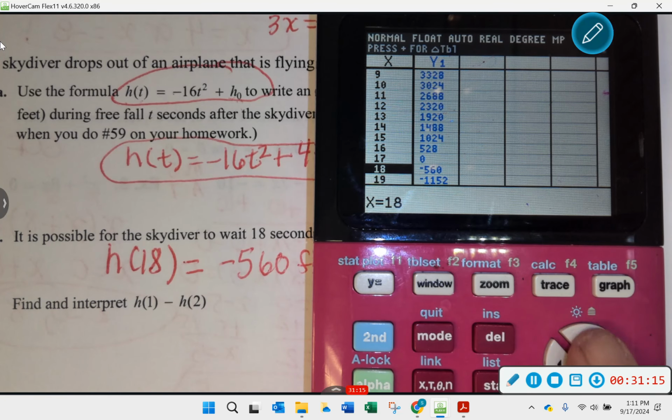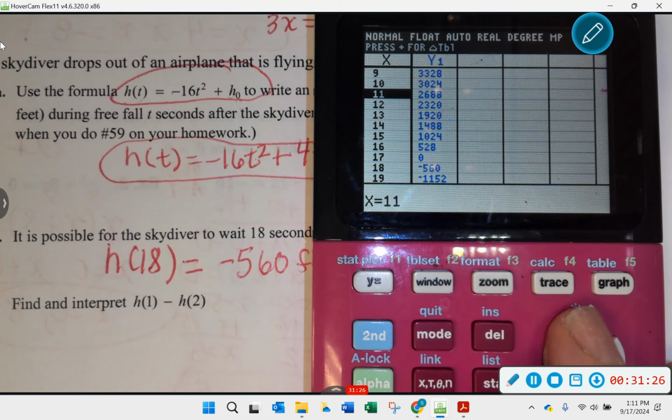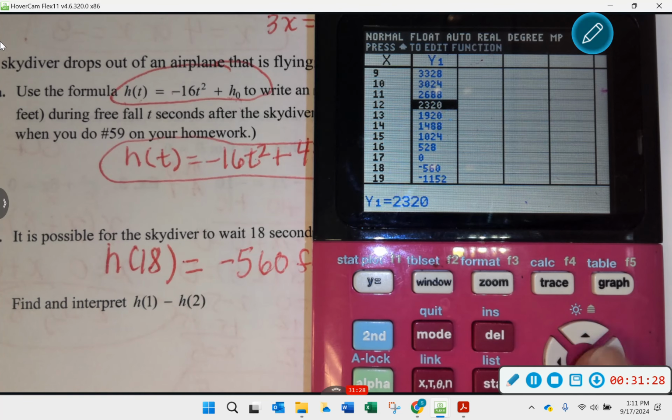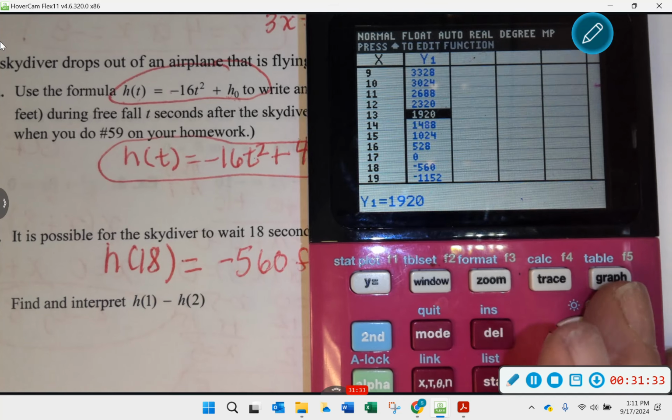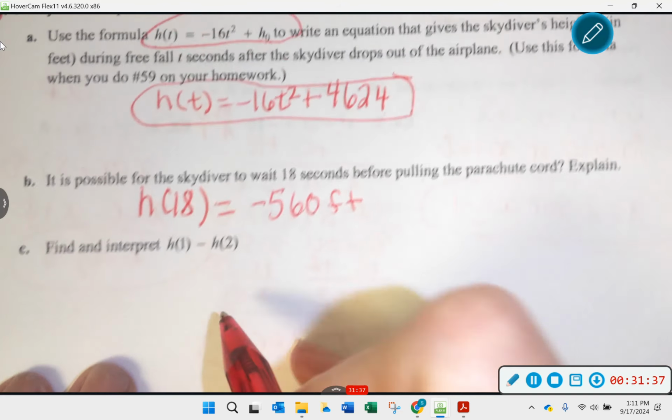That's what I did, but you could also just plug in 18 and evaluate it. Not good. After how many seconds did he actually hit the ground? 17, but hopefully he pushed his cord somewhere around here, right? This might be a good spot or here. I don't know exactly how high up you should be before you do that. I really have no interest in knowing that answer either. I'm not interested in skydiving.